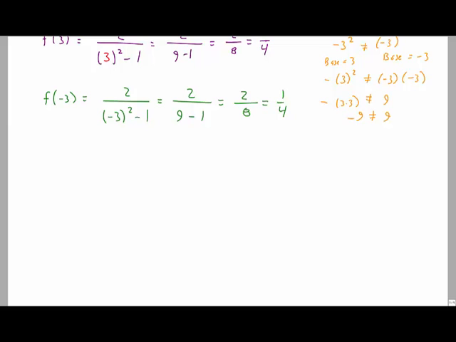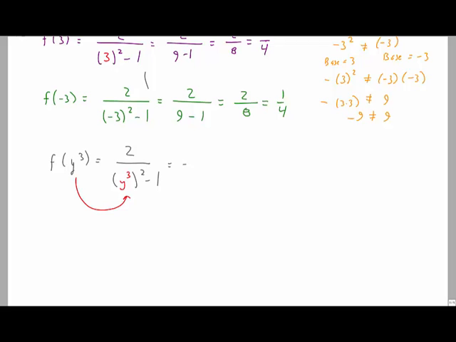I can also plug in different variables. So for instance, I could plug in f of y cubed. I'm going to set it up the same way. I'm going to set up my framework, and then I'll say, okay, everywhere there's an x in my original, I'll plug in a y cubed, so that'll go right here.